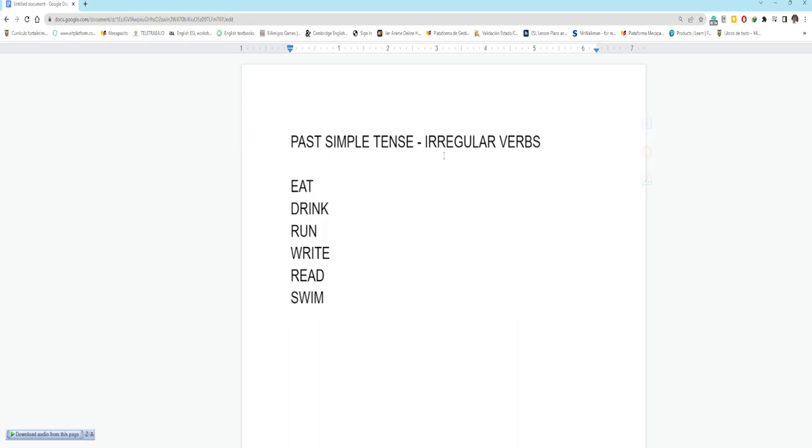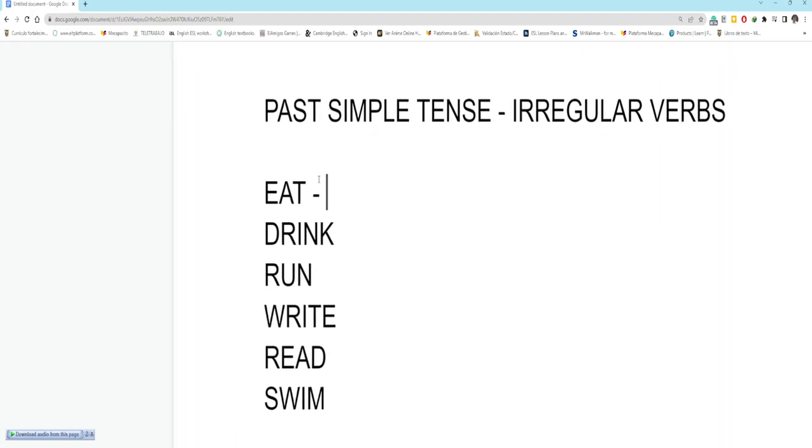Okay, perfect. Estos verbos que ustedes ven aquí están en presente. Al ser verbos irregulares, su forma va a cambiar. For example, take a look. We have the verb eat. Su pasado es ate. Ate. So, drink. The past here is drank. Drank. Here, run. The past is ran, right? Ride, su pasado es rode.